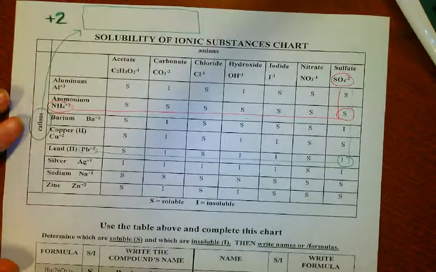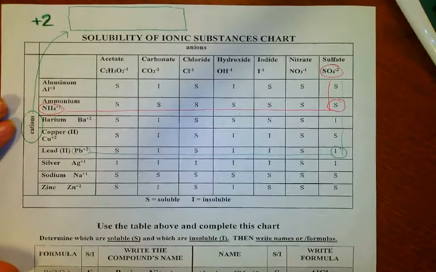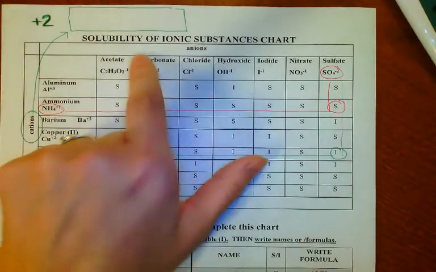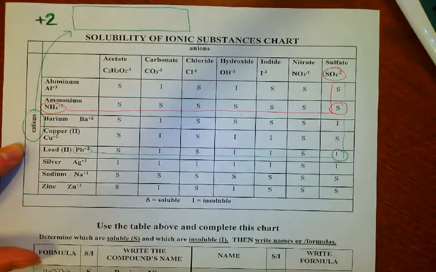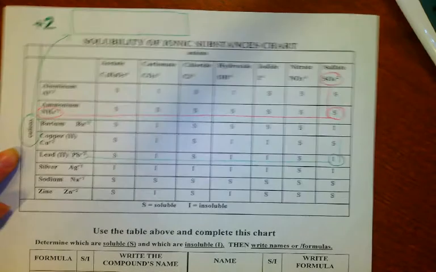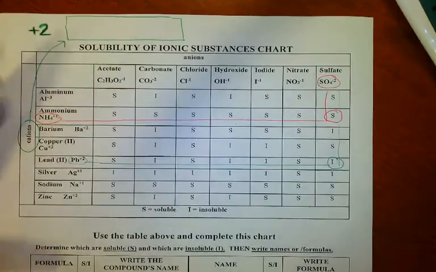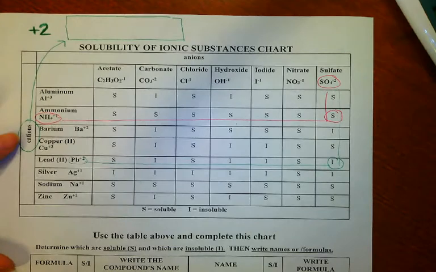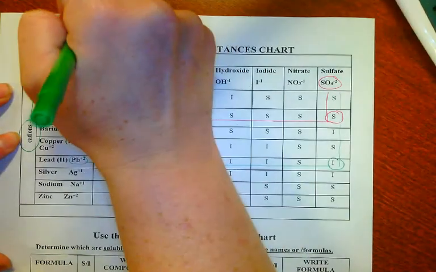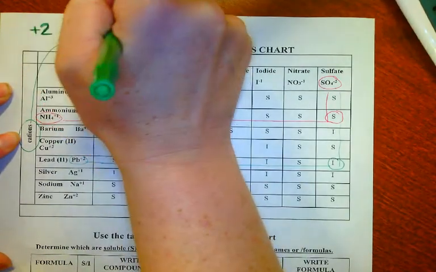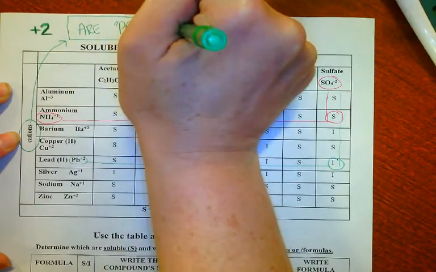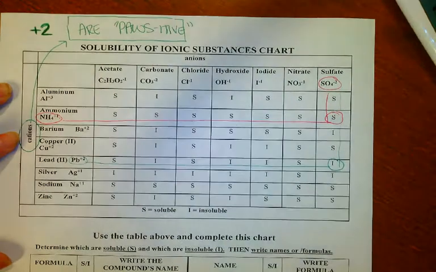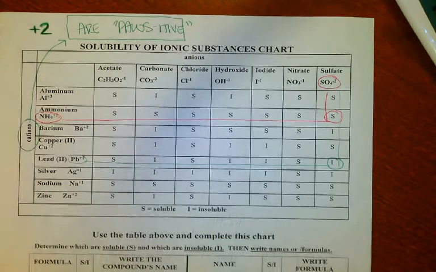We should be happy when we see this chart. This chart should really help. So what we have is anions across the top and cations across the side. And for your extra credit code on the page, our fifth one is cations are positive. Okay, cations are positive, right?